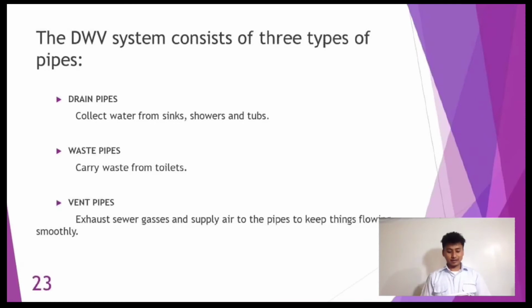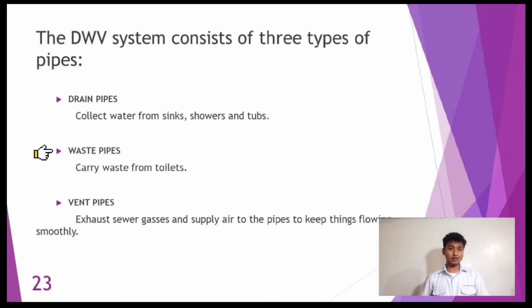So, yun nga. So, it consists of 3 types of pipes. Drain pipes, waste pipes, and vent pipes. So, ano nga ba yung drain pipes? So, drain pipes, ito yung mga nagko-collect ng mga water from our sink, showers, and tubs. So, yung drain pipes, yung kino-collect ng mga water ay nagko-contain lang ng mga particles na mga maliliit lang. While the waste pipes naman, carry waste from toilets.